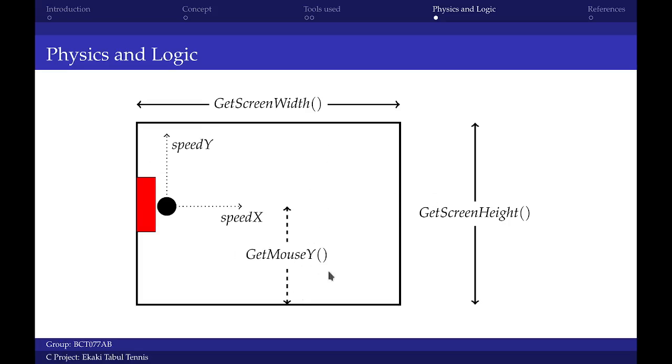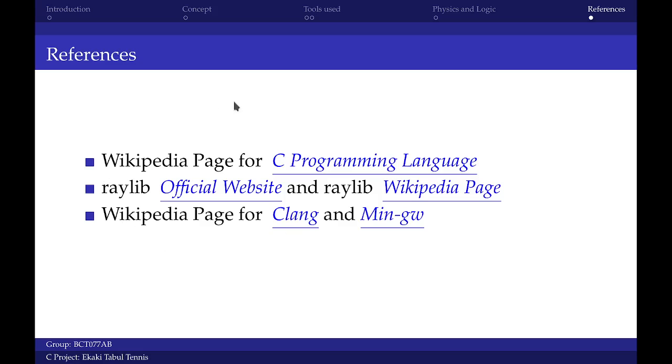GetMouseY is also a function provided by Raylib. The GetMouseY corresponds with this one. This has a y position, so GetMouseY and this y just correspond with each other, so that if I move the y position of the mouse, then the pad is going to move correspondingly. So basically this is the thing, and these are the references: the Wikipedia page for C programming language, the official website, and Raylib and Clang and MinGW, all this stuff. You can find it here.